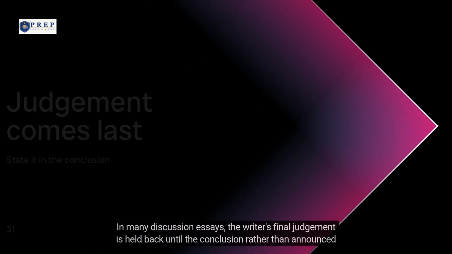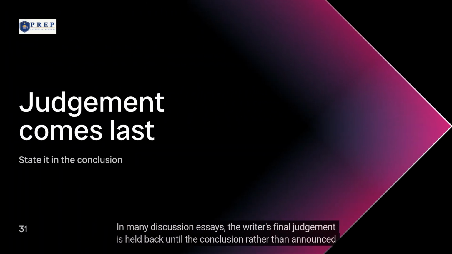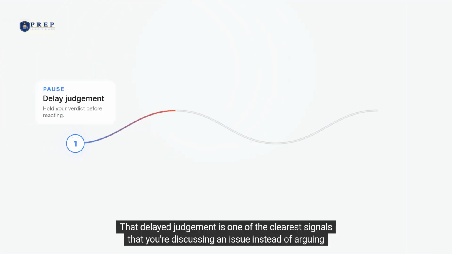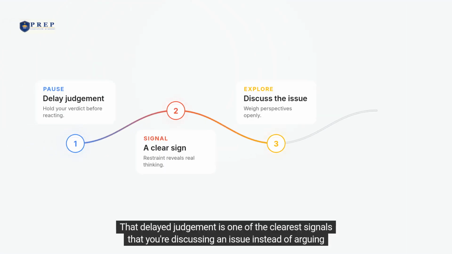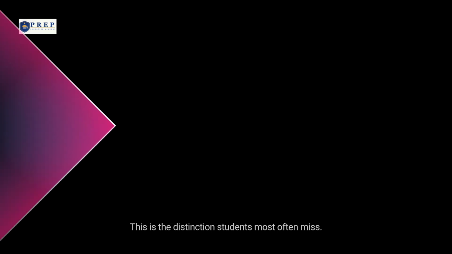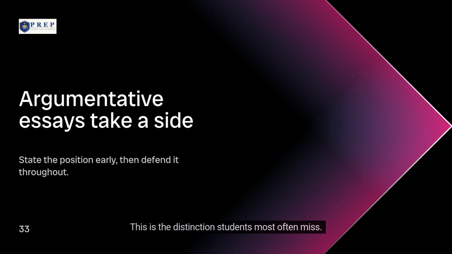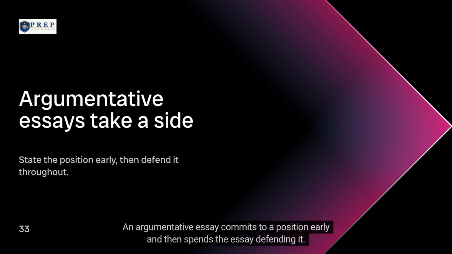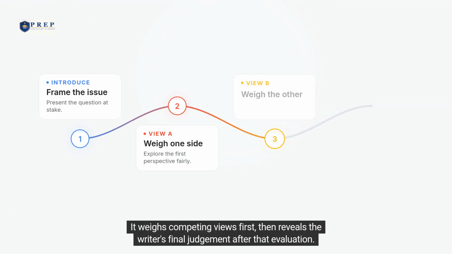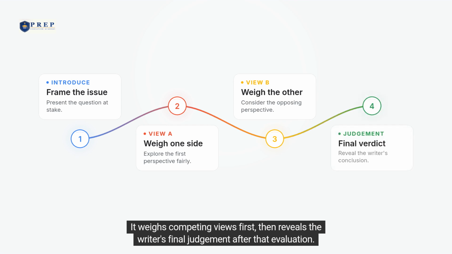In many discussion essays, the writer's final judgment is held back until the conclusion rather than announced strongly in the introduction. That delayed judgment is one of the clearest signals that you're discussing an issue instead of arguing one side from the start. This is the distinction students most often miss. An argumentative essay commits to a position early and then spends the essay defending it. A discussion essay works differently. It weighs competing views first, then reveals the writer's final judgment after that evaluation.